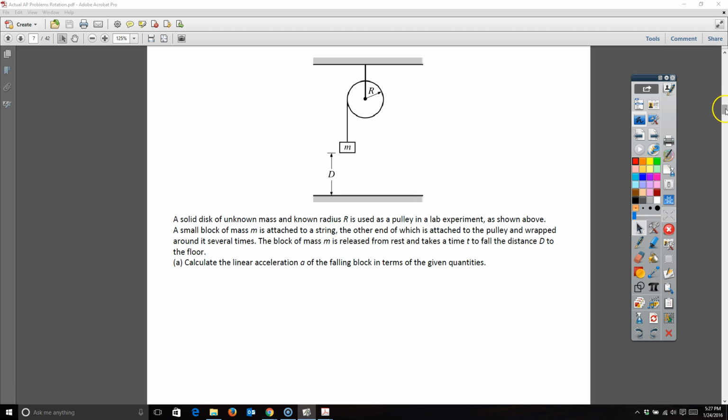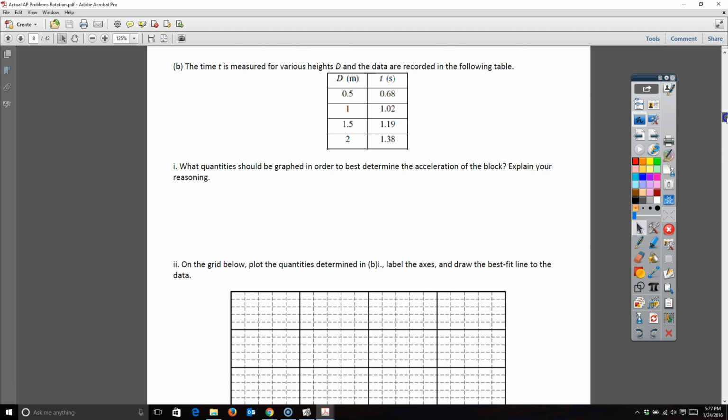On the next page, it gives you a chart, and usually when you see a chart, you know you're going to have to linearize something. So here we've got distances that it travels and the time it takes, and they want to know what quantities should be graphed in order to best determine the acceleration of the block. Explain. So here we have to explain our reasoning.